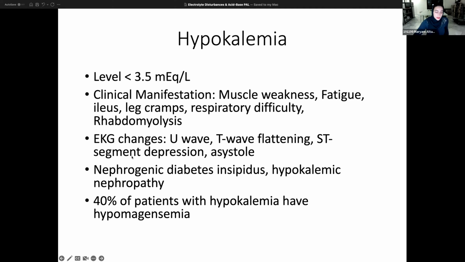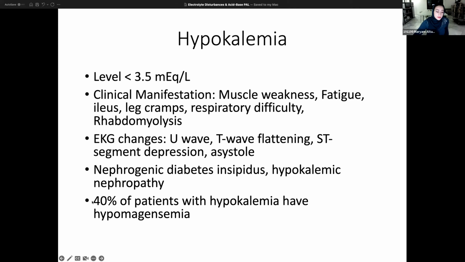You can have nephrogenic diabetes insipidus. Remember, that's when your kidneys no longer respond properly to the ADH because of the electrolyte imbalances. And you can have hypokalemic nephropathy.